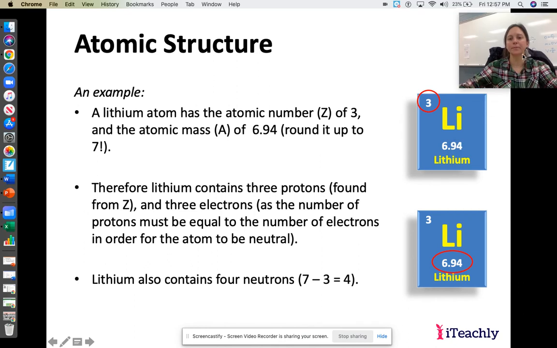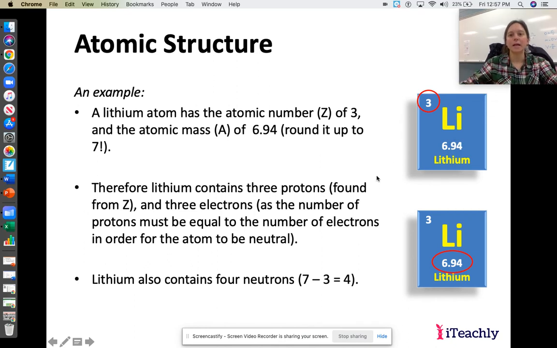So here's an example. Here is lithium. Lithium has an atomic number of 3, or Z equals 3. It has an atomic mass of 6.94, so we're going to round that number to 7. So I can determine that lithium right here has 3 protons. And then if I subtract 3 from 7, I can determine it has 4 neutrons.